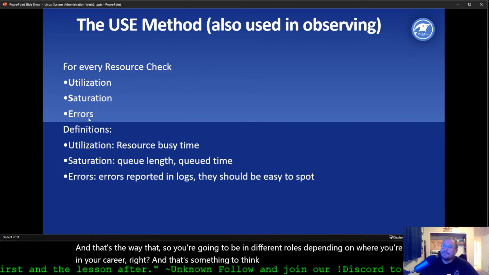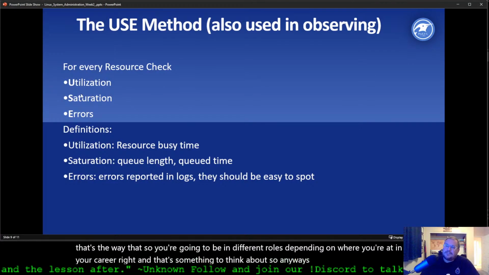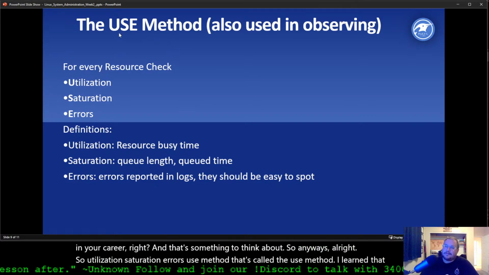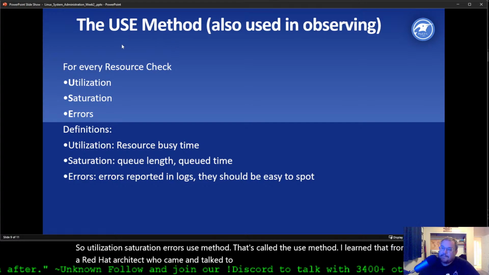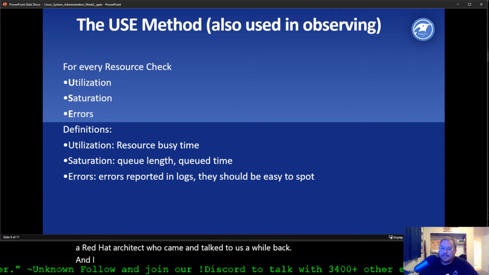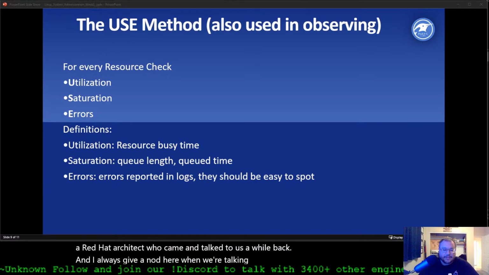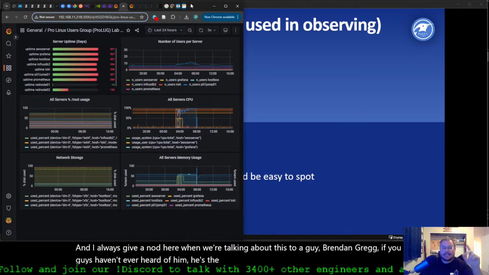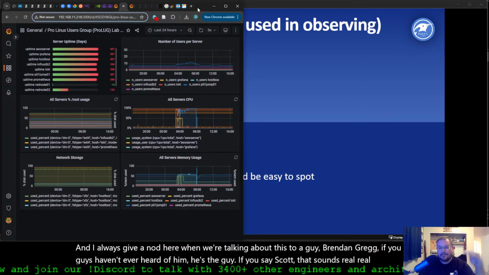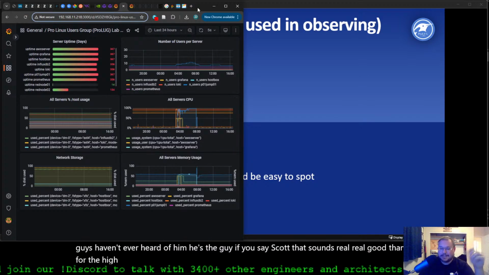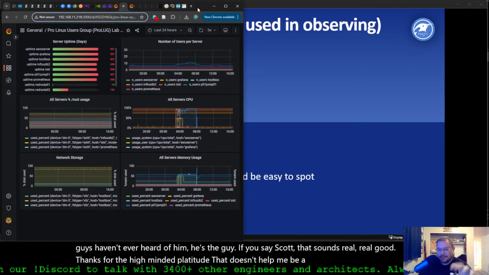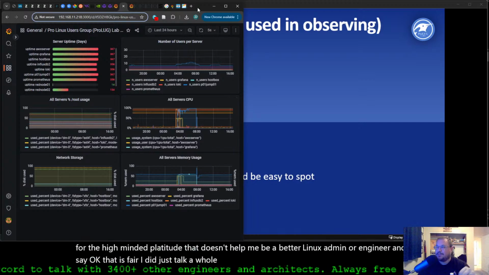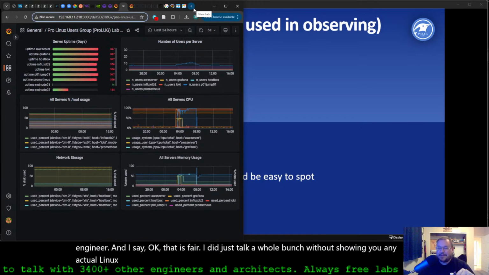So anyways, all right. Utilization, saturation, errors: the USE method. That's called the USE method. I learned that from a Red Hat architect who came and talked to us a while back. And I always give a nod here when we're talking about this to a guy, Brendan Gregg. If you guys haven't ever heard of him, he's the guy. If you say, Scott, that sounds real good, thanks for the high-minded platitude that doesn't help me be a better Linux admin or engineer, I say, okay, that is fair. I did just talk a whole bunch without showing you any actual Linux, right? We're not on the command line right now.